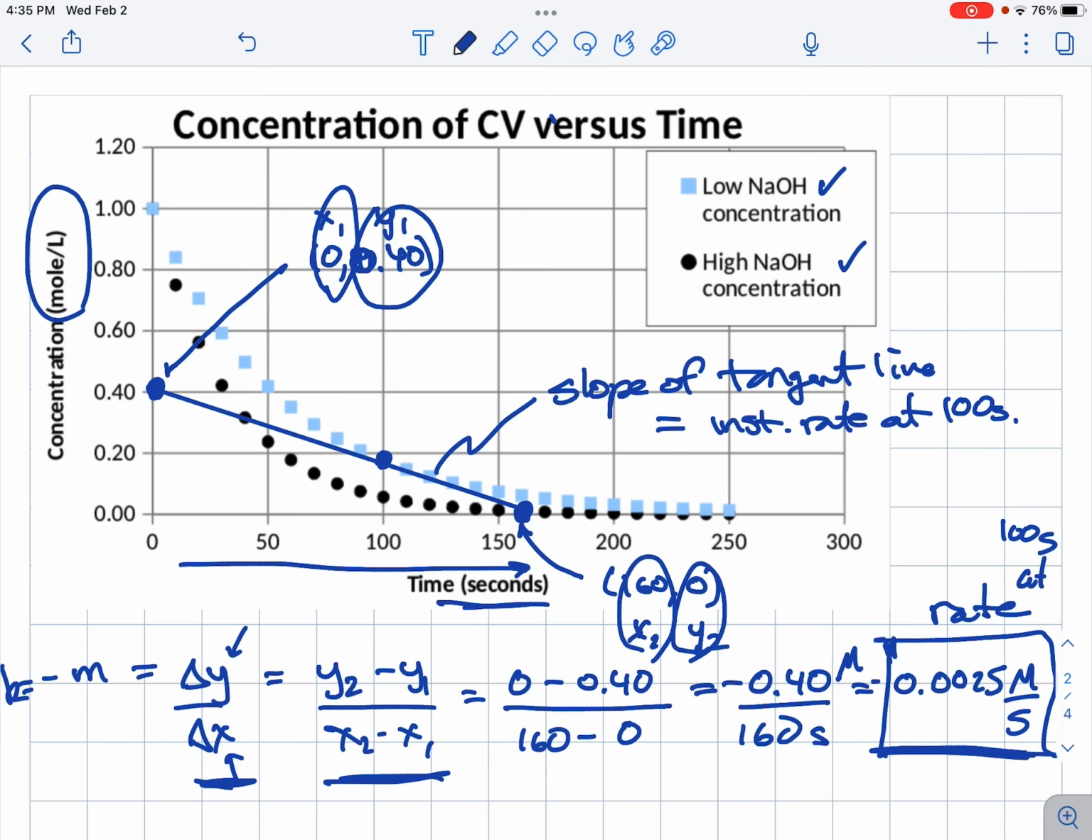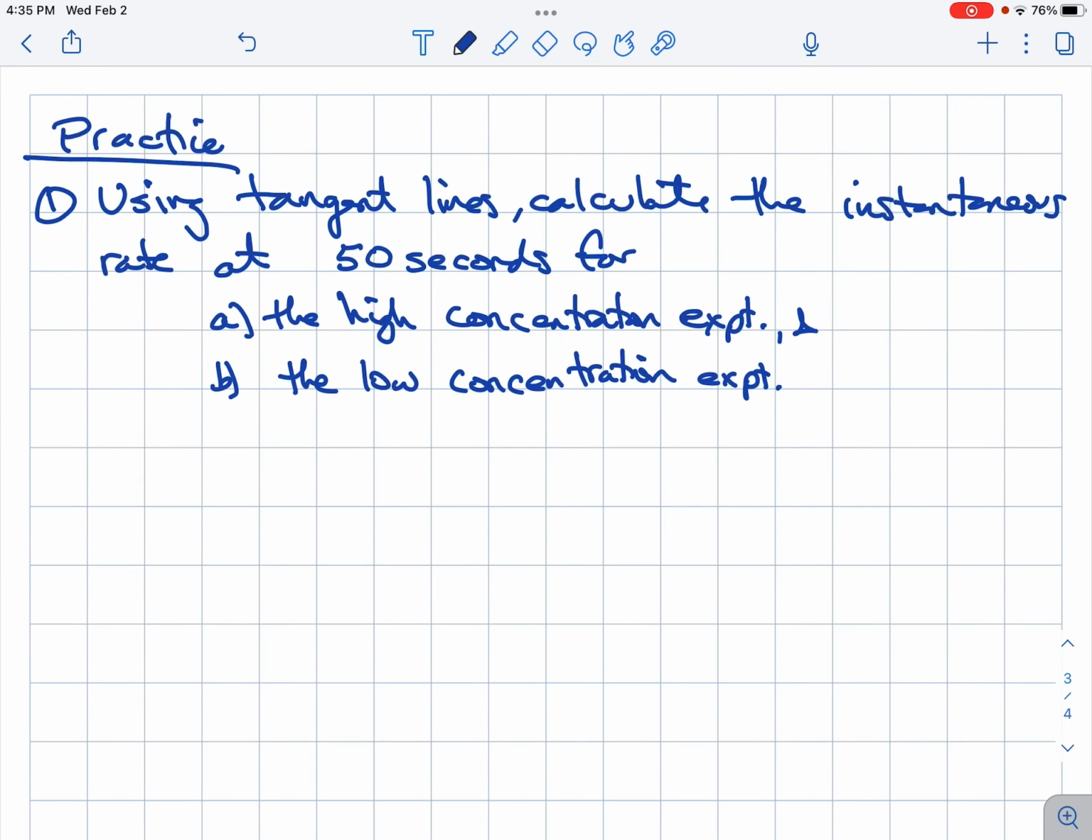All right? Okay, what I want you to do is practice using tangent lines. Calculate the instantaneous rate for this experiment at 50 seconds for the high concentration in experiment 1 and the low concentration experiment, and this is an ampersand, at 50 seconds for the low.